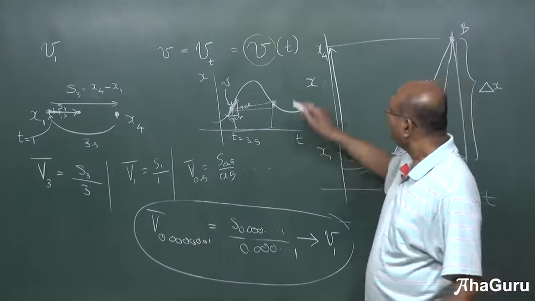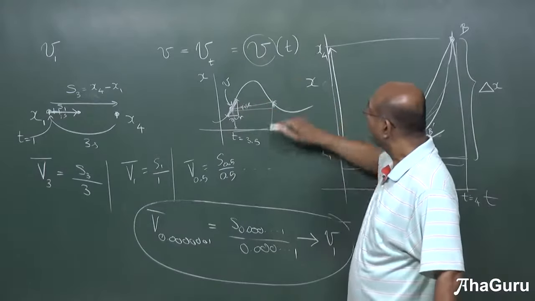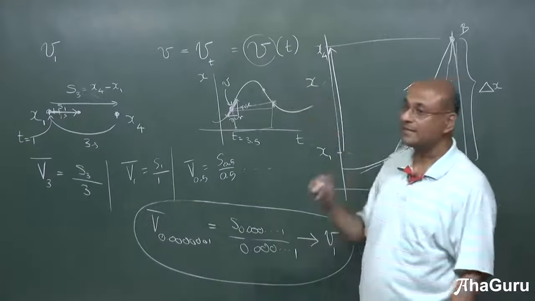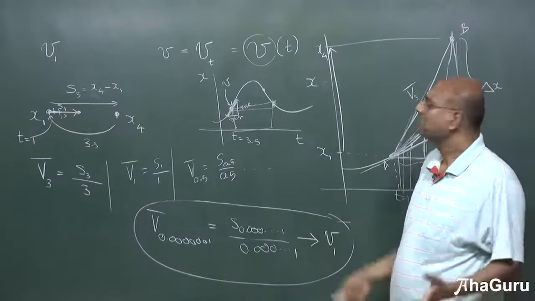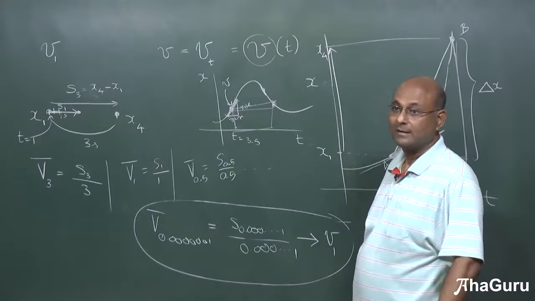Okay? If somebody asks you, wait, I don't want to know the instantaneous velocity there. Hey, tell me the instantaneous velocity here. No problem. Take the slope there. It's a negative slope.